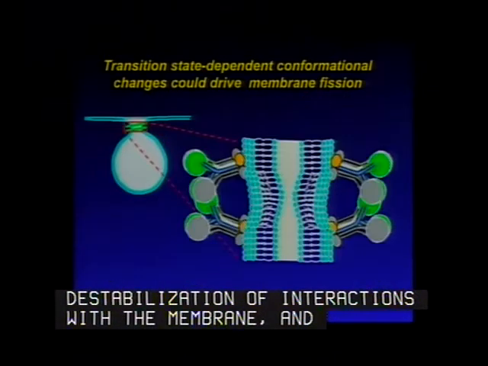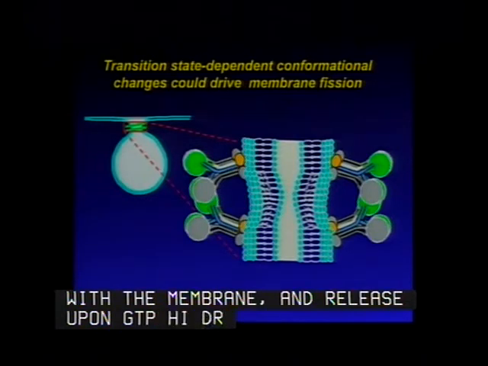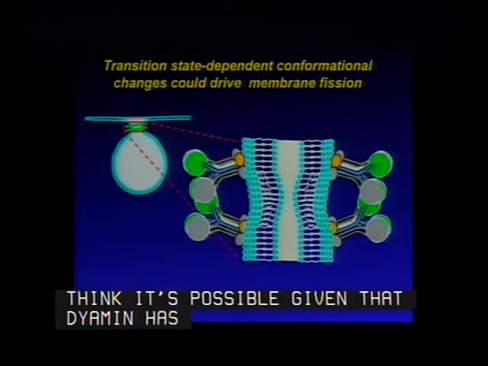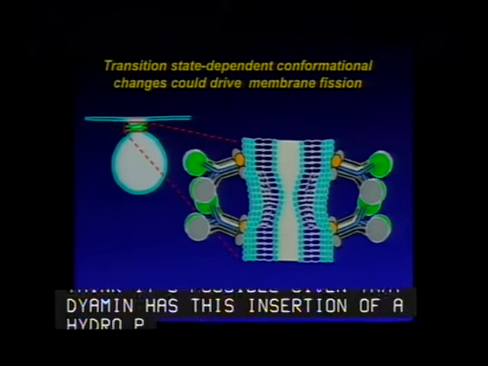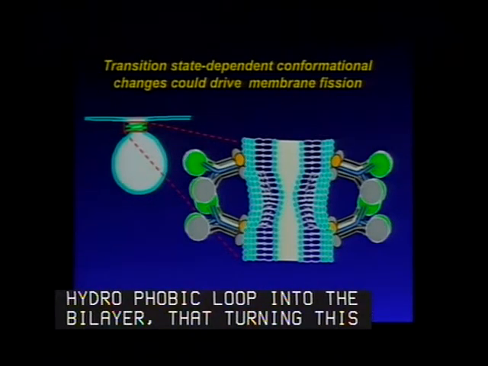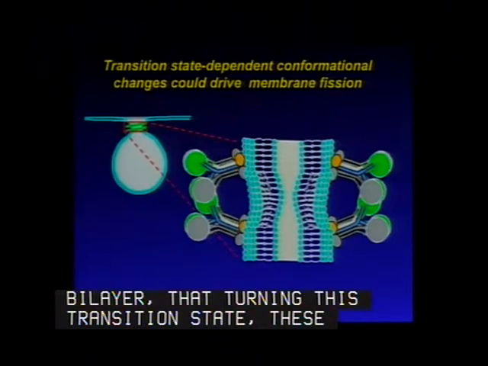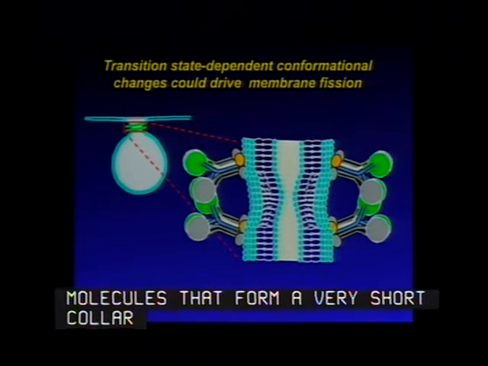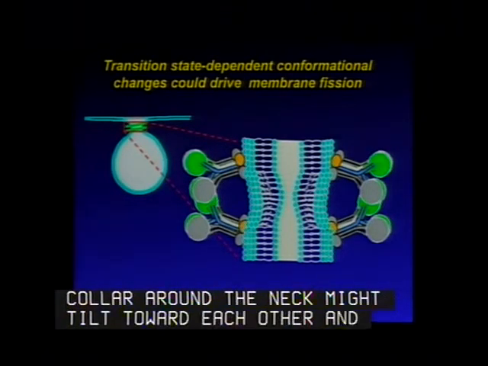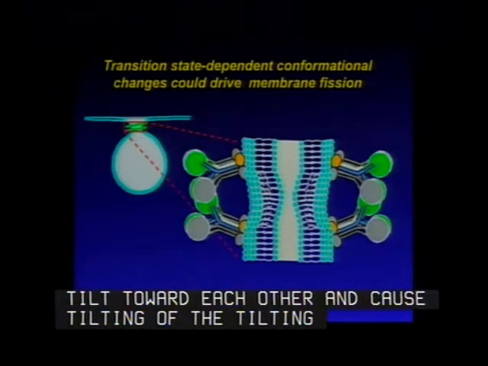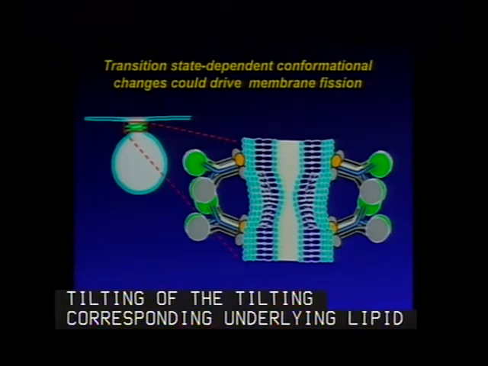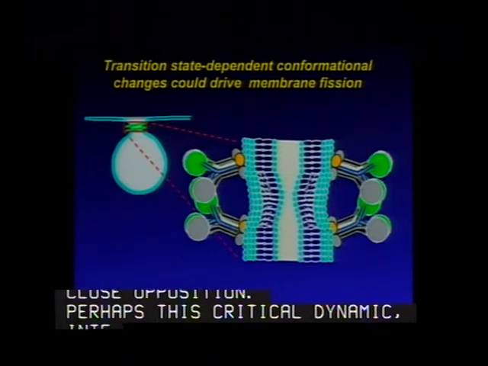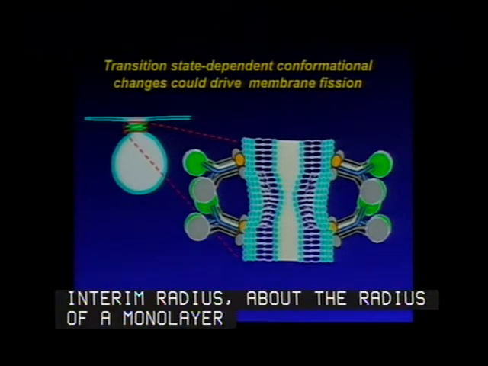So to be even more speculative, we think it's possible, given that dynamin has this insertion of a hydrophobic loop of its PH domain into the bilayer, that during this transition state, these molecules that form a very short collar around the neck might tilt in towards each other and cause tilting of the corresponding underlying lipid, buckling of the membrane to bring them into close apposition, and perhaps this critical diameter, internal radius, which is about the radius of a monolayer, that's needed then for spontaneous fission to occur.